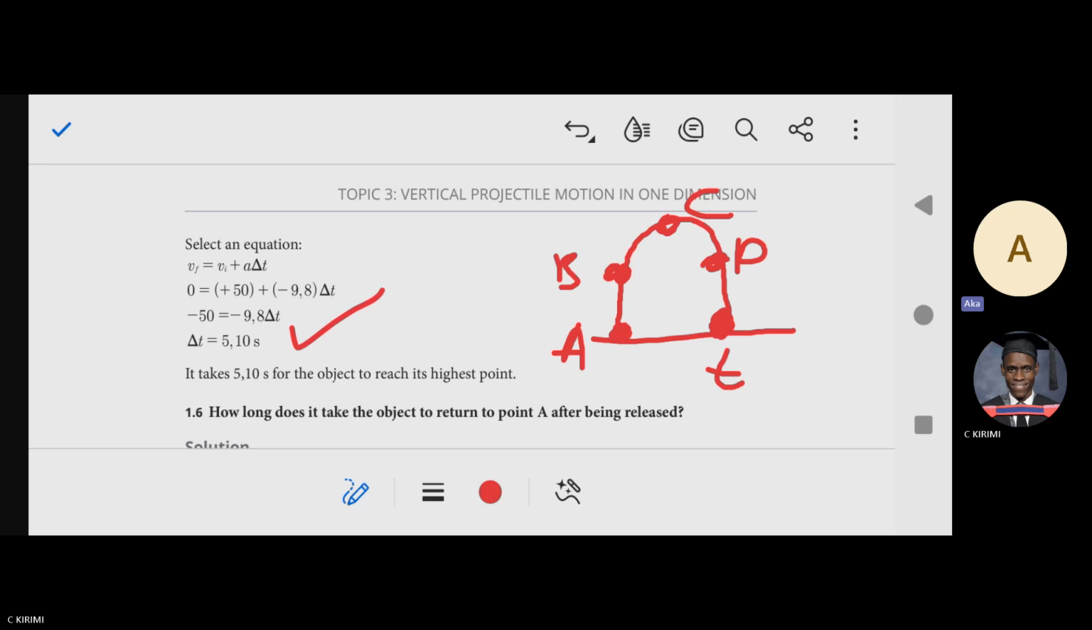So the total time, for the whole projectile motion, from A to C, it's 5.10 plus... I think it's 5.10.